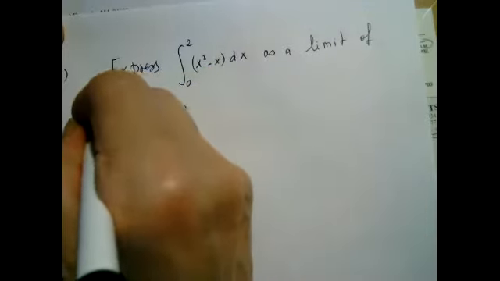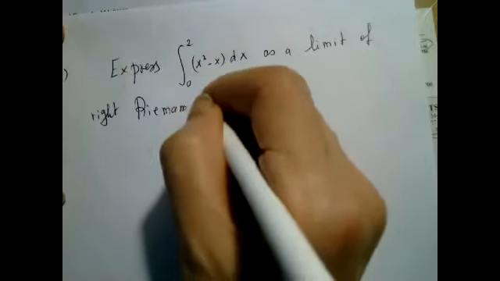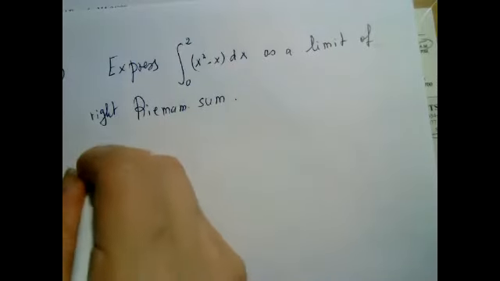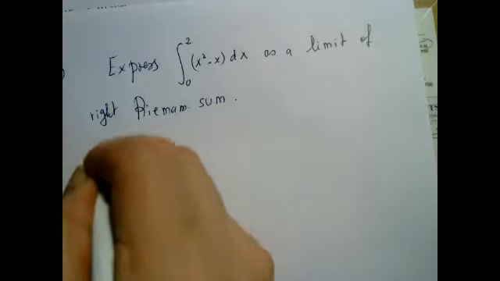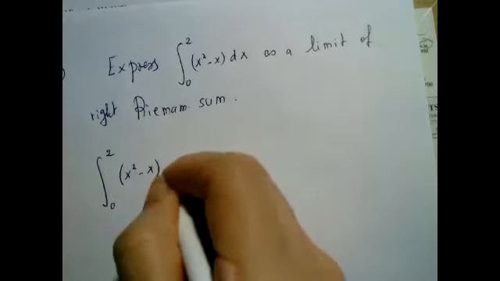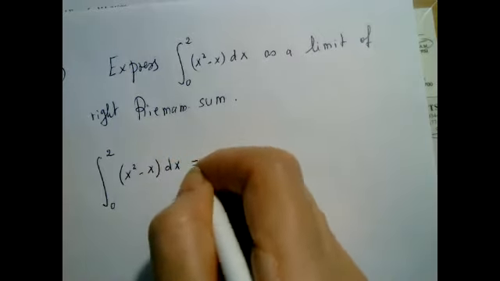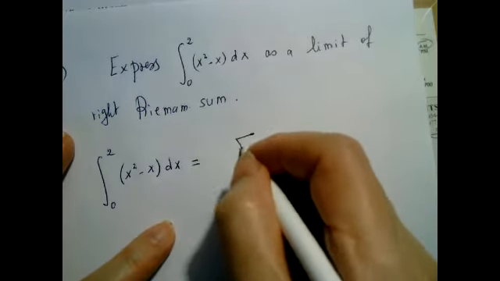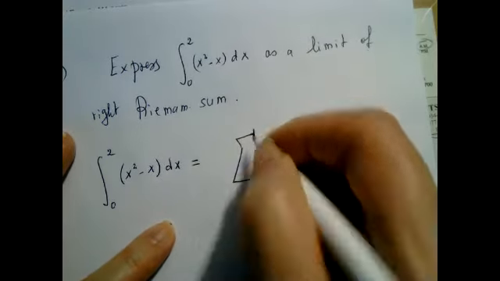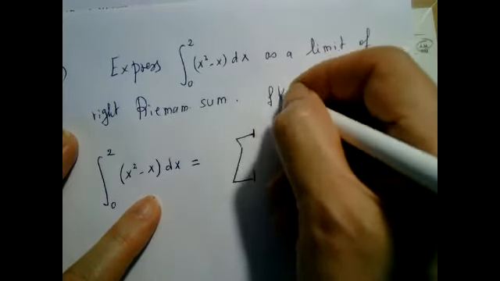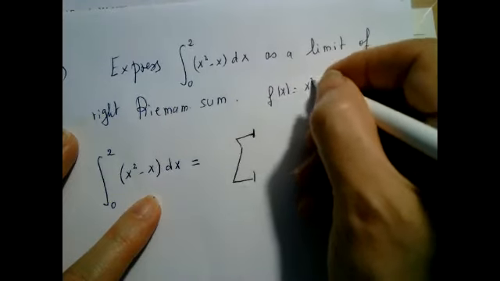Let me write Riemann sum. So what do I mean by express this integral as a limit of right Riemann sum? What I mean by that is the following. It's the abstract idea. It's equal to what? Basically, when I say express as a limit, the definite integral is the limit of Riemann sums. So the sum of, my function here is x squared minus x.